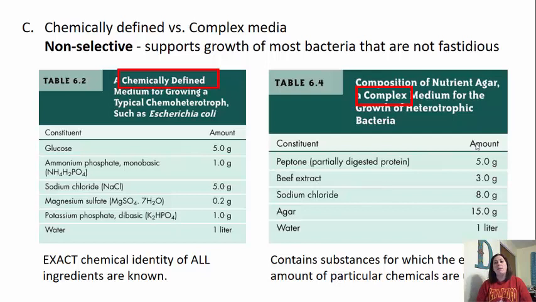However, when we talk about complex media, they do contain substances and it tells us what's in it, but the exact amount of a particular chemical is unknown. So if you look here where it says peptone, it says partially digested proteins. We don't know what kind of proteins were in there. We weren't specific of what type. Same thing with beef extract. That's just mixed in there. It also just tells you that it's 15 grams of agar and 1 liter of water. It doesn't give us specific amounts of these different parts. Because of this, the contents of this could vary batch to batch.